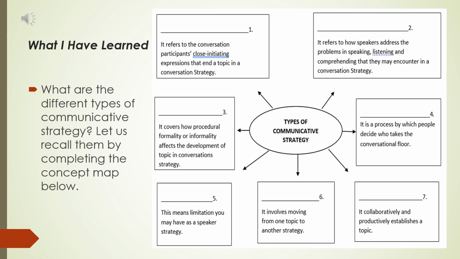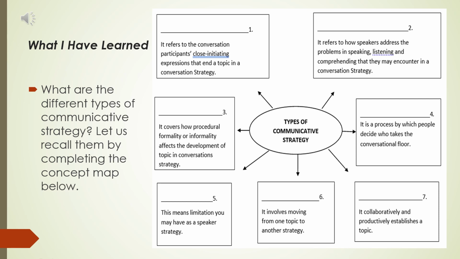Let's now have What I Have Learned. So what are the different types of communicative strategy? Let us recall them by completing the concept map. First, it refers to the conversation participants' closing expression that ends a topic in a conversation strategy. You got it right. It's termination. Two, it refers to how speakers address the problems in speaking, listening, and comprehending that they may encounter in a conversation strategy. It is repair.